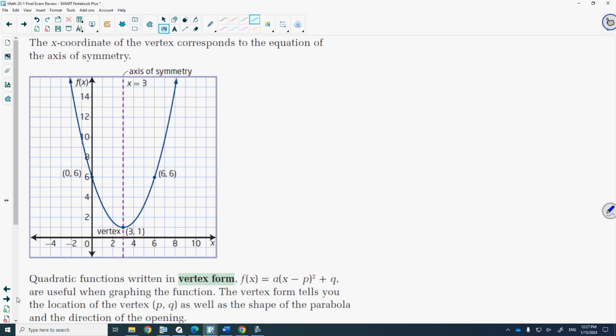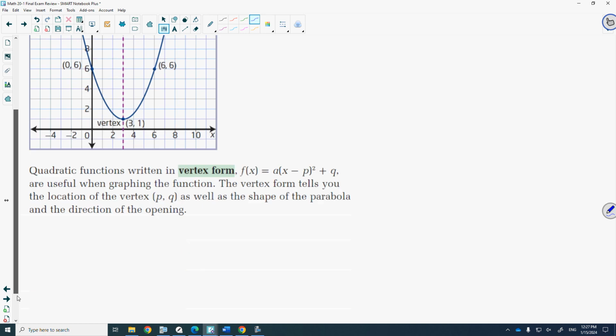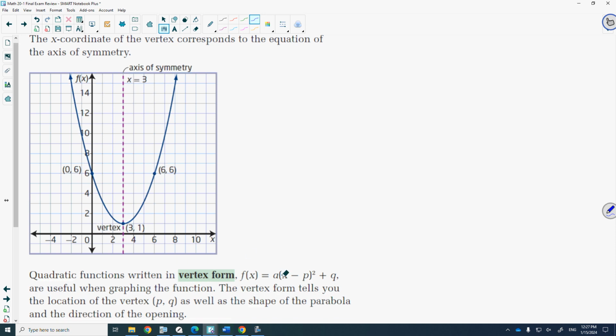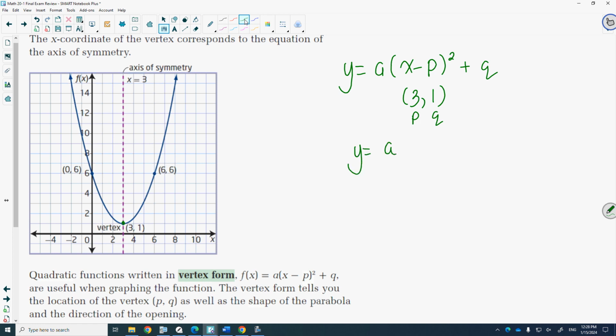Okay, so for this question here, I'll do this one with you, and then I'll give you a couple that you could practice. Let's get this equation in vertex form. So y is equal to a, open bracket, x minus p, close bracket squared, plus q. The vertex is given, so 3, comma 1, and the vertex is your p and your q. So y is equal to a, x minus 3, close bracket squared, plus 1.